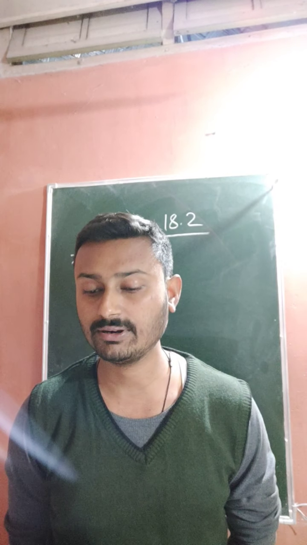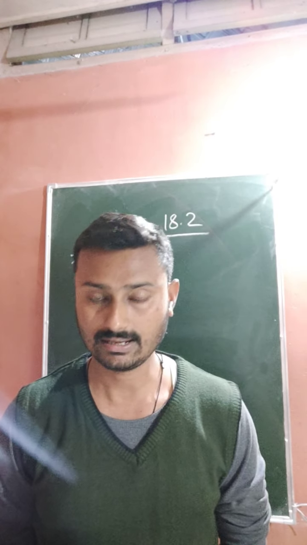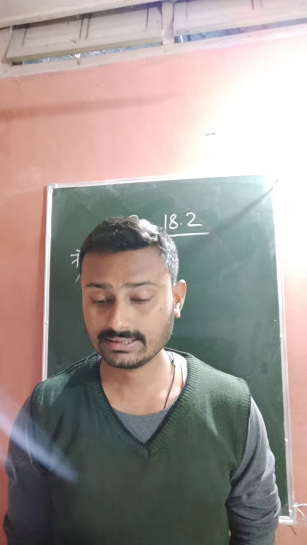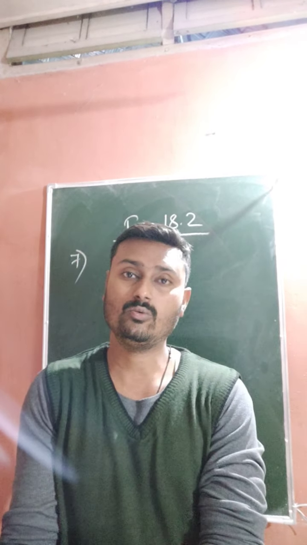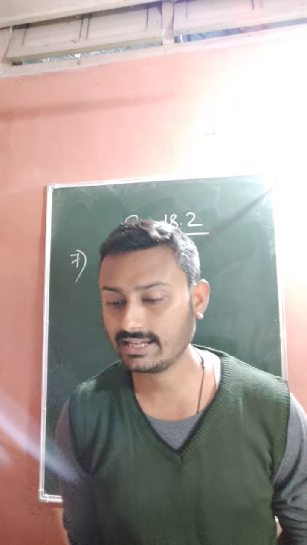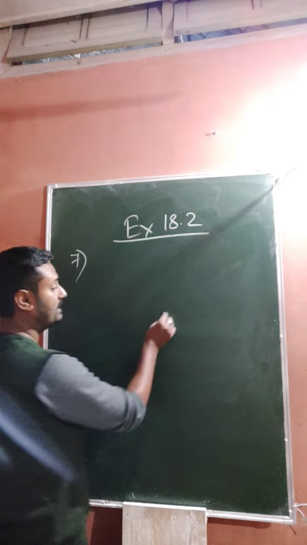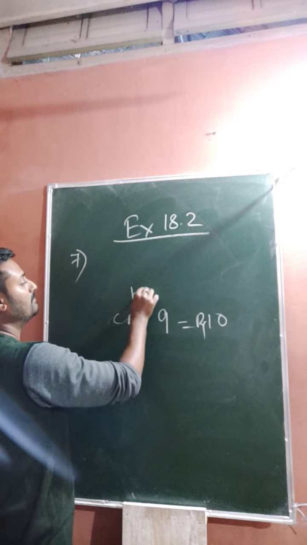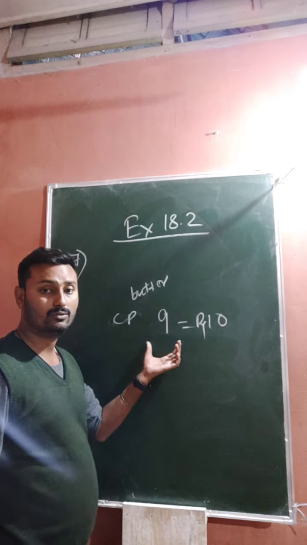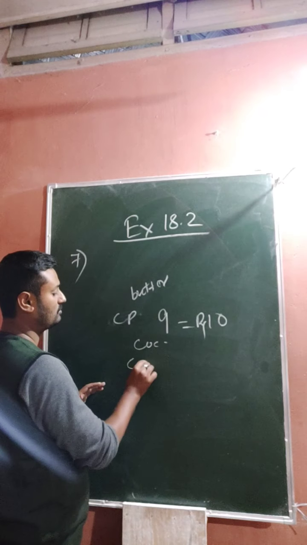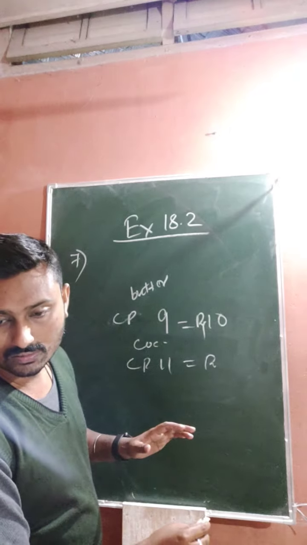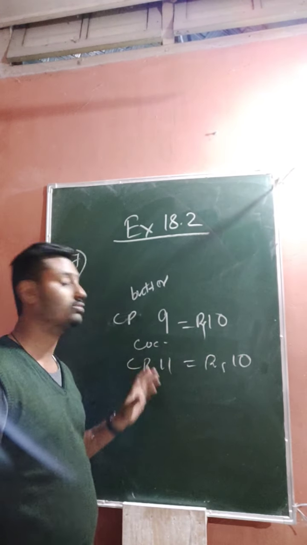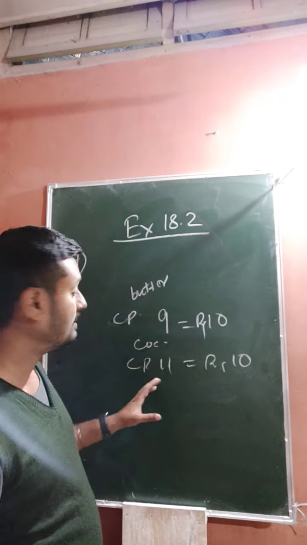In this question, the number of butter cookies and the number of coconut cookies are not given to us. The main thing given is that she bought the same number of butter cookies and coconut cookies, and after that she sells all the cookies at one rate. She bought butter cookies at 9 for rupees 10, that means the cost of 9 butter cookies is rupees 10. Similarly, for coconut, the cost of 11 cookies is rupees 10. The amount of cookies is not given to us, but the relation is given.